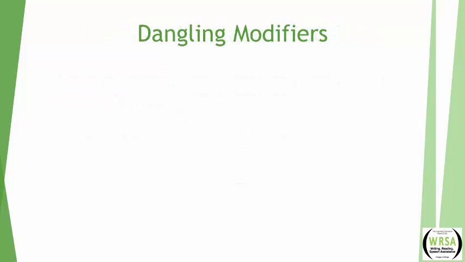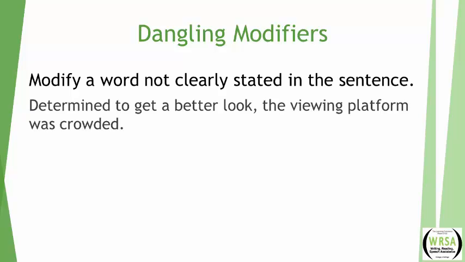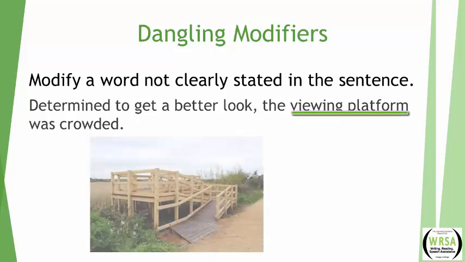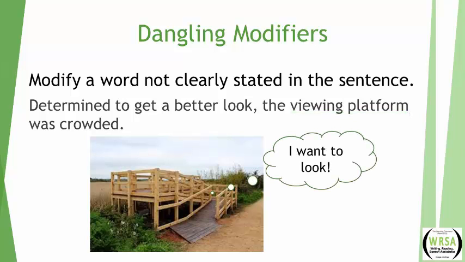Another modifying issue that we have are dangling modifiers. These modify a word that's not clearly stated in the sentence. In my example, determined to get a better look, the viewing platform was crowded. Well, I look at the modifying phrase, determined to get a better look. I ask myself, who was determined to get a better look? And it's as close to viewing platform. So that means that this viewing platform right here really wants to take a look at something. That's not what we're intending it to mean.